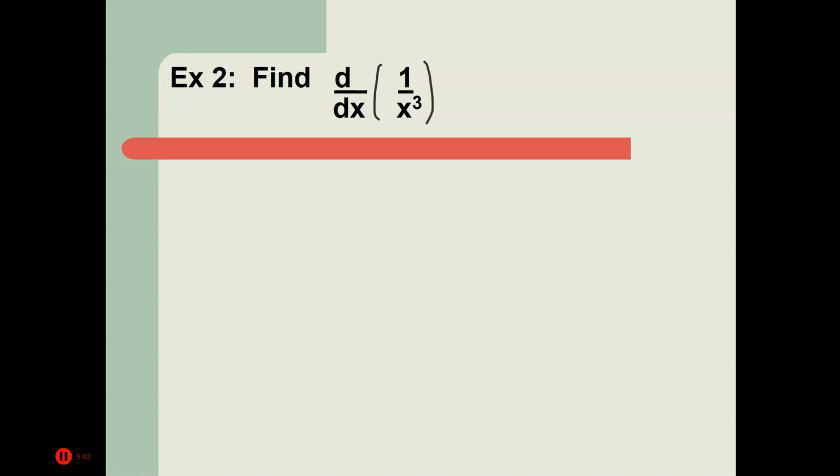So here we have d dx of 1 over x cubed. So what we do is we take the exponents out of the denominator and bring them up as negative exponents. So the d dx stands for the derivative of the function with respect to variable x. So this is the same as d dx of x to the negative 3 power.